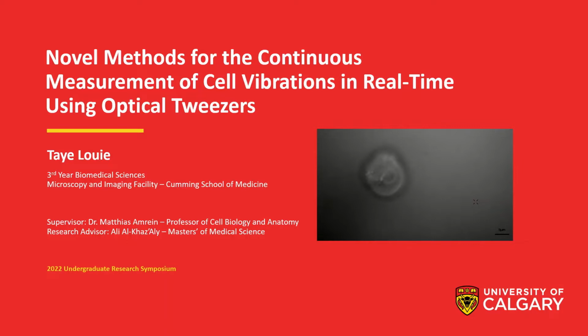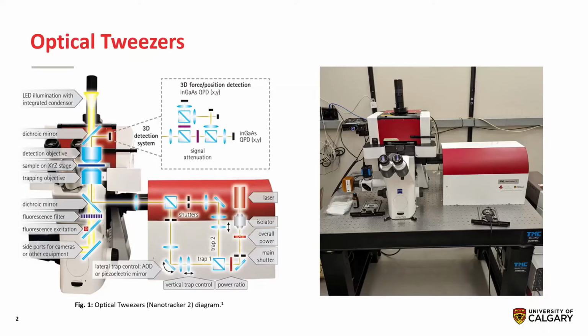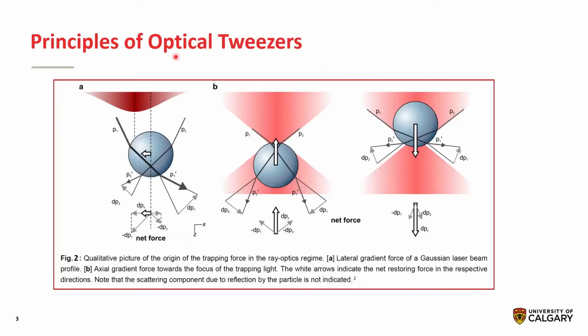So, the objective of this research was to precisely and continuously record the vibrations of cells to analyze how they're impacted by treatments that kill them. To do so, we utilized optical tweezers, which utilize optics or high-intensity light to grab different cells with no physical contact, only the effect of light. This relies on the principle that light carries momentum.